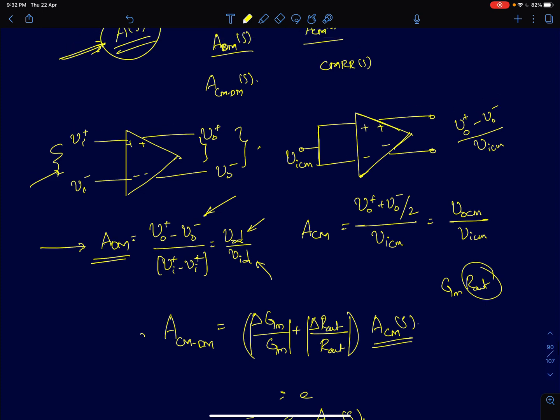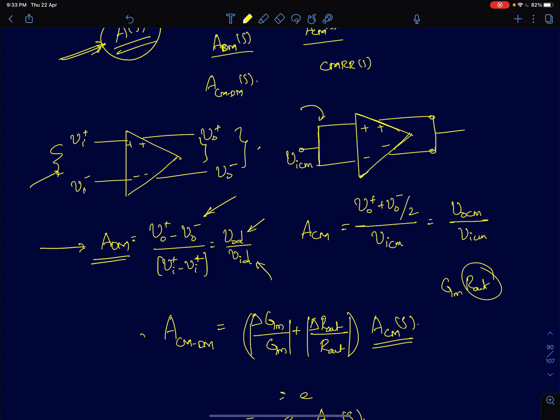The second gain of interest is ACM. We saw how a differential amplifier responds to common mode inputs, where I short both the inputs, apply the same input, and see how the differential amplifier responds. First, we measure the common mode output, so we either short both the outputs or take the average of the two outputs. Here it is (VO+ + VO-)/2 divided by VICM. The change in the common mode output divided by the change in the common mode input is what we refer to as ACM, or the common mode gain.